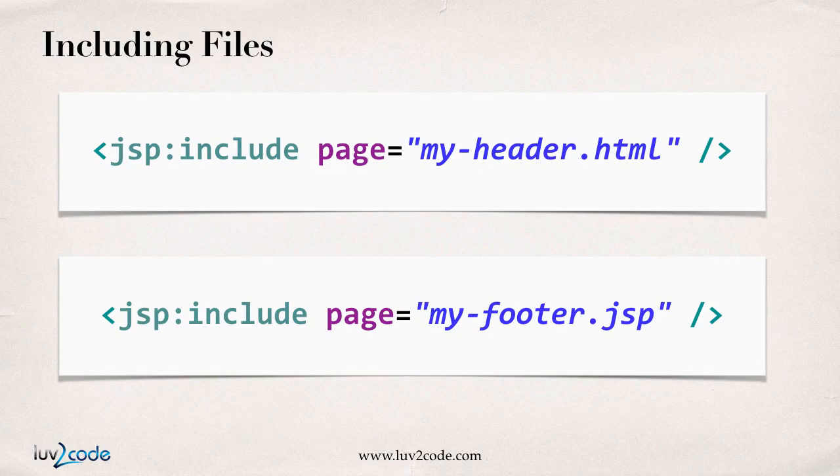All right, so when you include a file, you can include either HTML files or JSP files. It's totally up to you. So at the top here, I do a JSP include and page equals my header.html. A similar thing here at the bottom, I can do a JSP include page equals my footer.jsp. And that's it. Very simple, very straightforward.